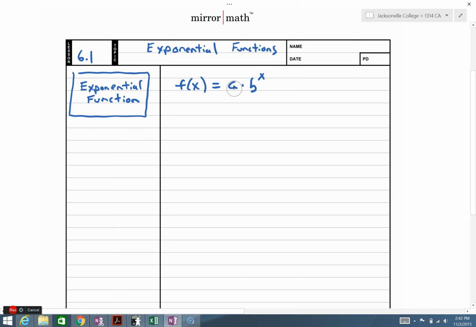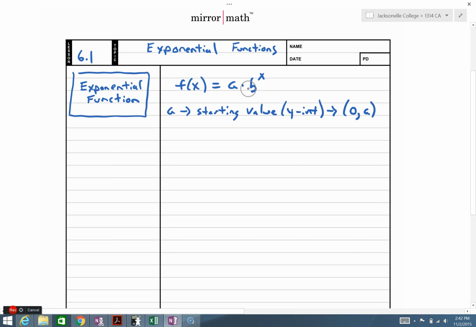This a value, a, is a starting value. It's the y-intercept, okay? That is, it will be the point (0, a). If we input an x value of 0, well, b to the 0, anything to the 0 is 1, so we're left with 1 times a. If x is 0, the output, f of x, or the y value will be a.